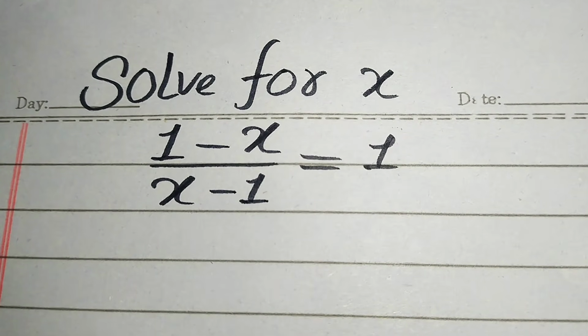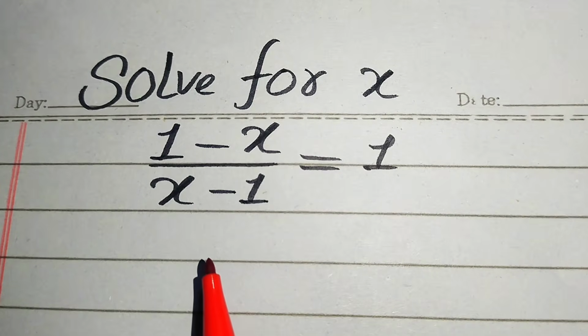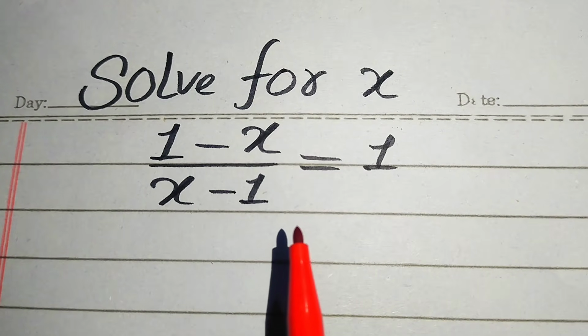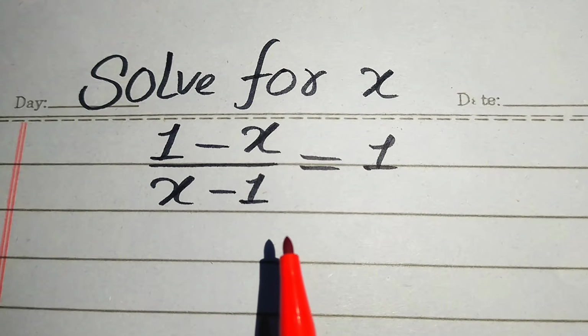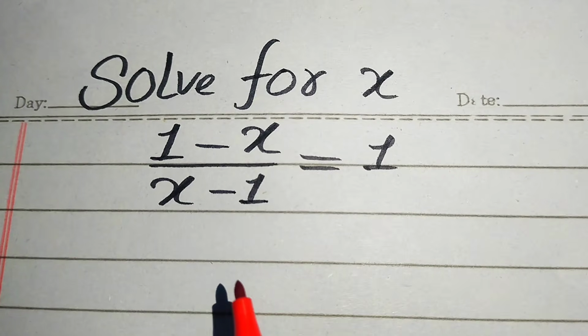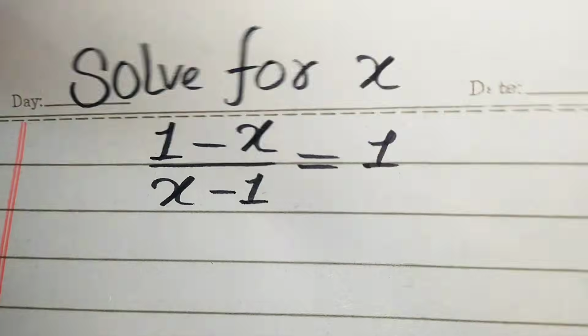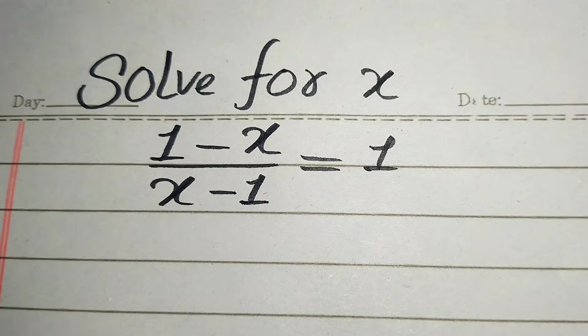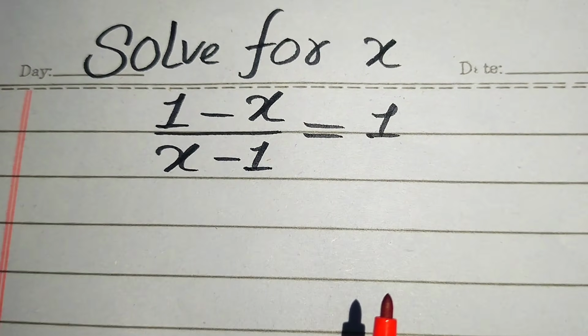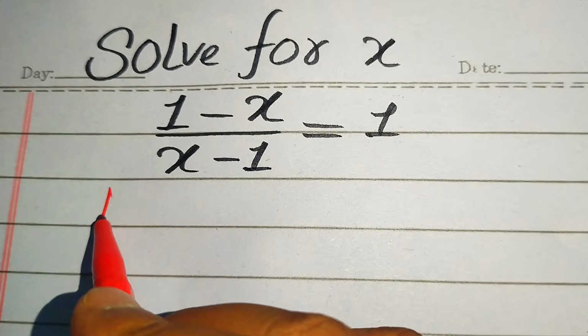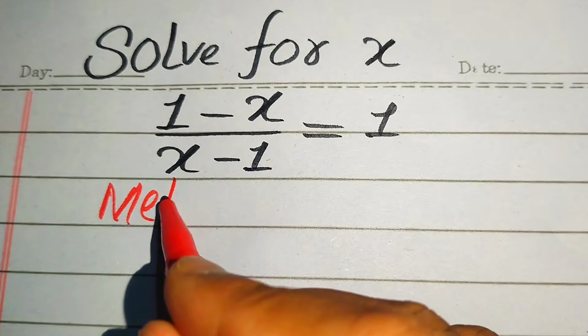So here we have (1 minus x) divided by (x minus 1) is equal to 1, and we solve this problem for all the values of x. Here first we find all the roots or all the values of x, and at the last we will verify which of the roots are solutions and which of the roots are extraneous roots. Further, we solve this problem by two methods.